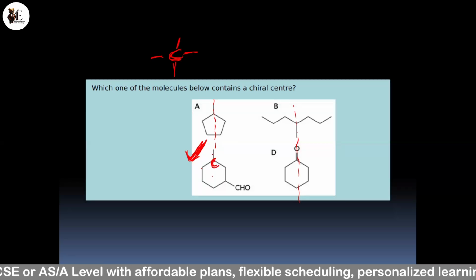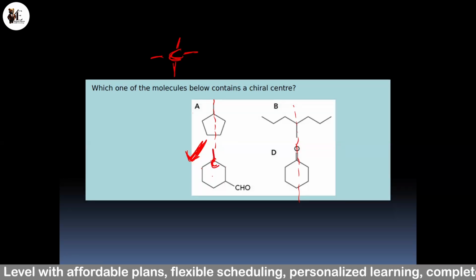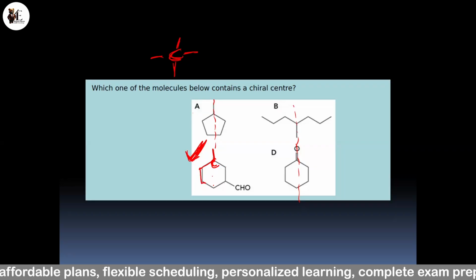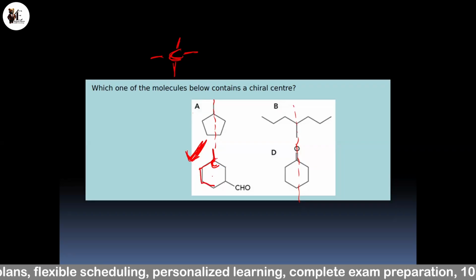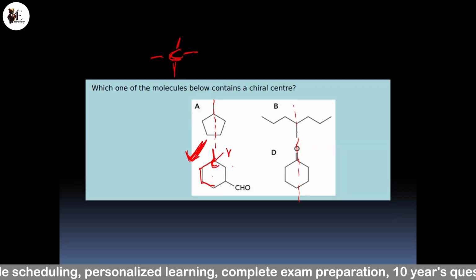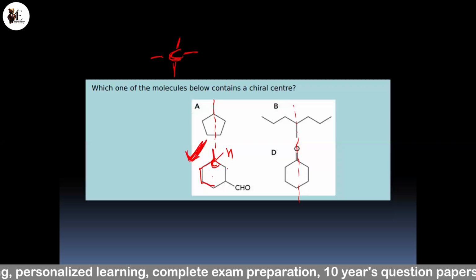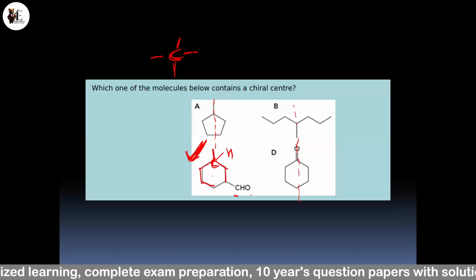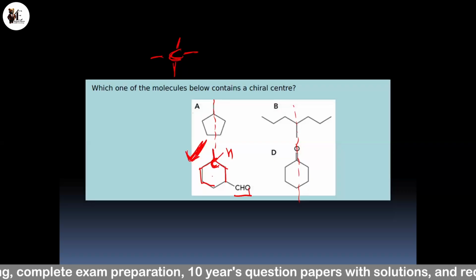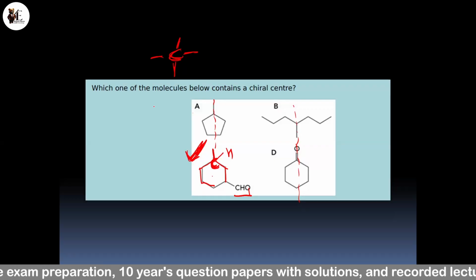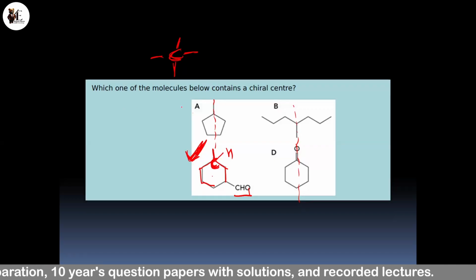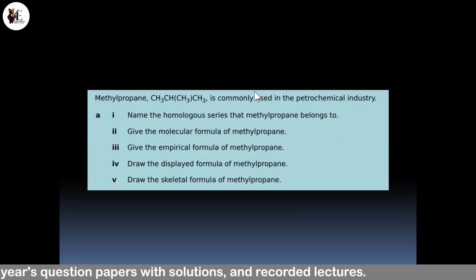And you can see this is the carbon where one methyl group is attached and one hydrogen is attached, 3 different groups, and one CH2CHO is attached. So this carbon has 4 different groups. So this is the chiral center. So C part is the chiral center. It is correct.